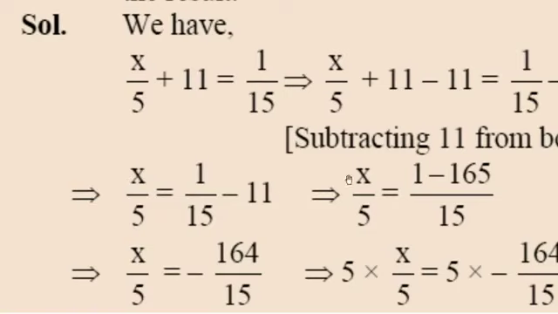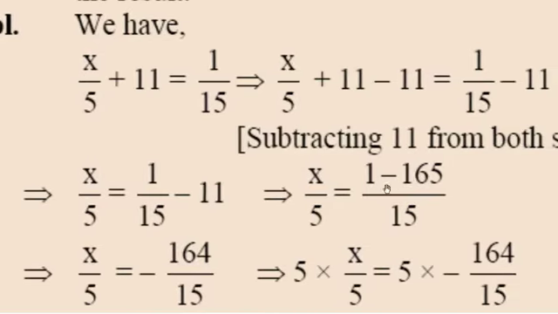So what we can do here? 15 times 11 is 165. We can write it as 1 minus 165 by 15. So 1 minus 165 means minus 164. So x by 5 equals minus 164 by 15.